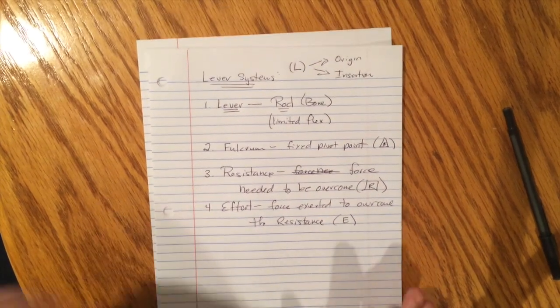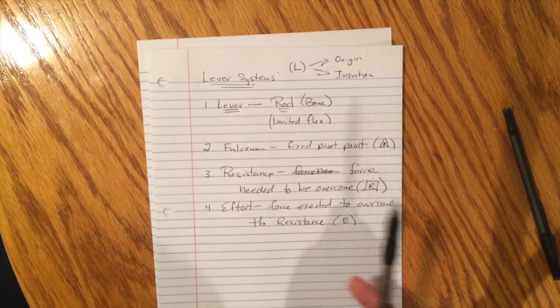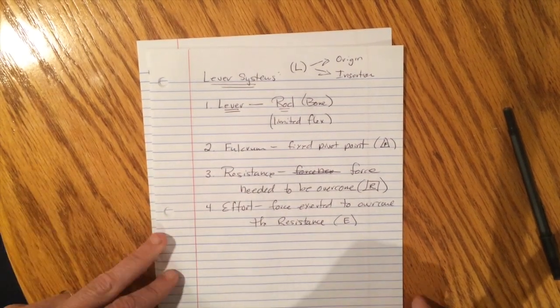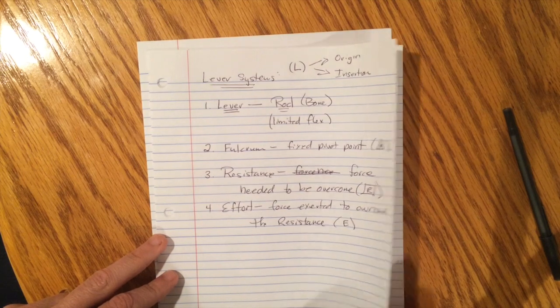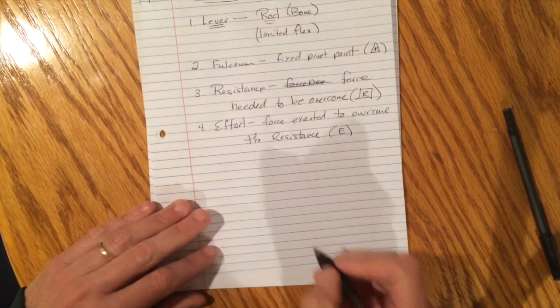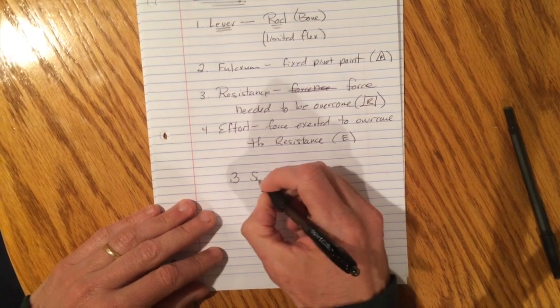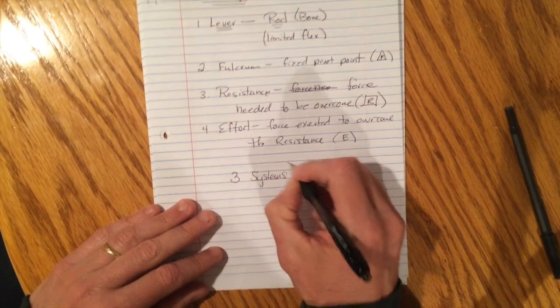So if you look on this paper right here, you've got the four basic parts to a lever system. You've got the lever, the fulcrum, the resistance, and the effort. And we'll be talking about those in each of the examples. Does anybody know how many lever systems there are? There are three systems. And we will do that now.